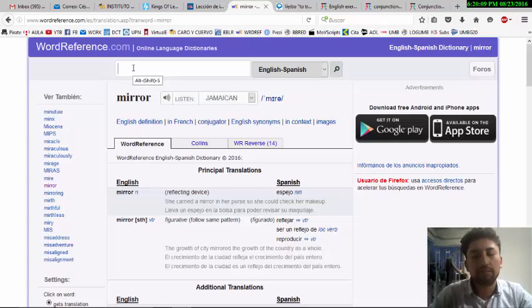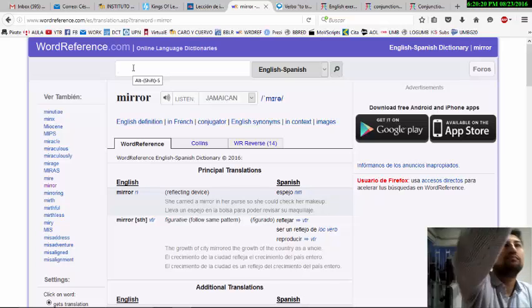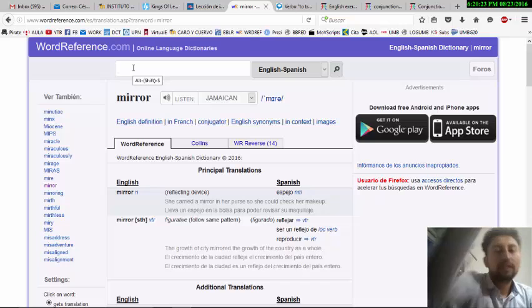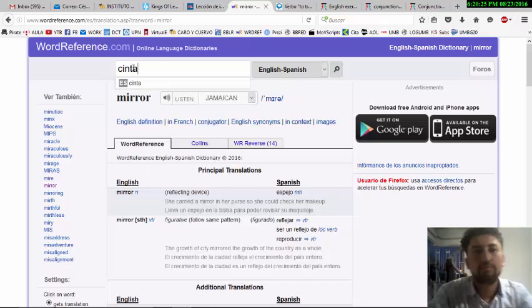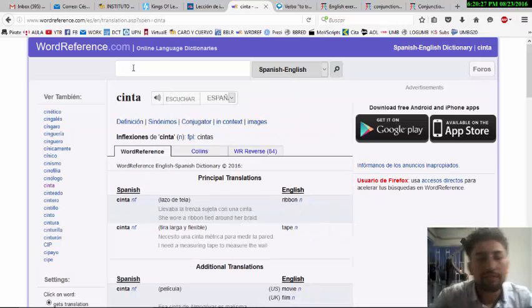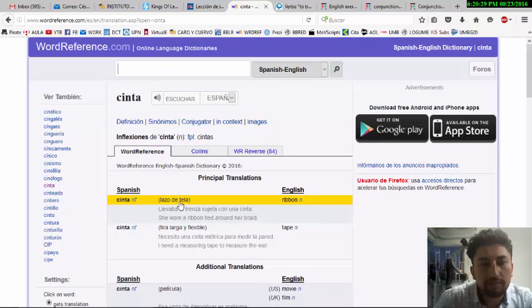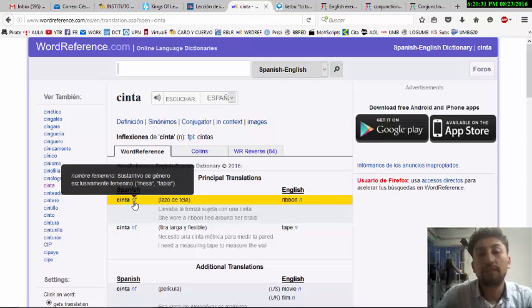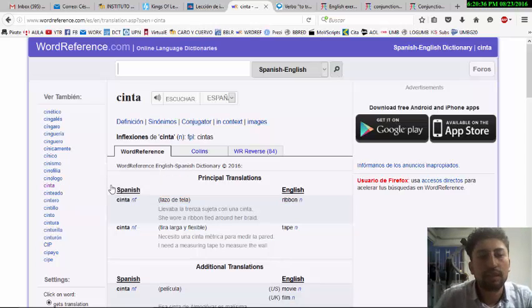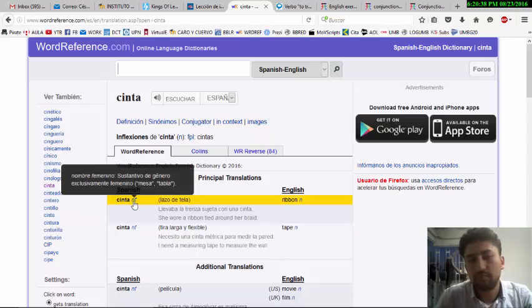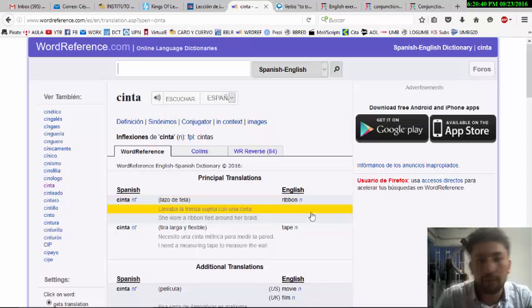Well, you can look for any word that you want. For example, you can look from English to Spanish or from Spanish to English. So let's say, I don't know how to say "cinta." So you have "lazo de tela," and you have to check out the type of word it is. It's a noun, so of course it would be like "ribbon."